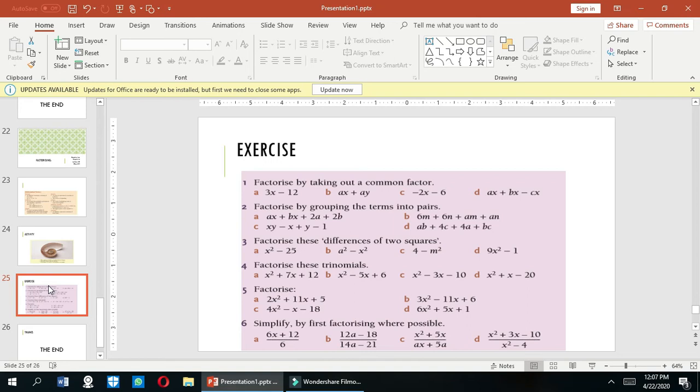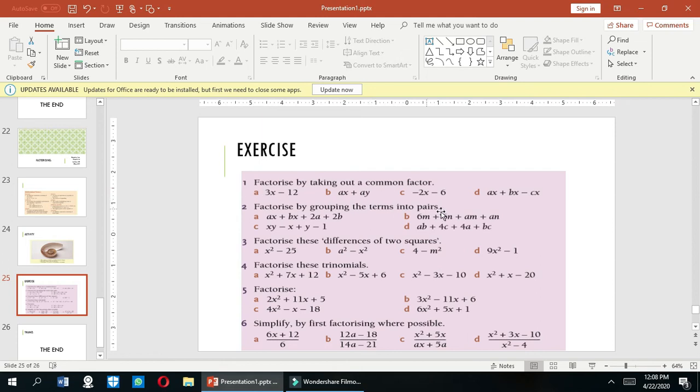You can solve these examples by factorizing by taking out the common factor, or factorize by grouping the terms into pairs. You can group these terms into pairs. I have already discussed in previous lectures how to take a common factor, how to group the terms into pairs, how to use the difference of two squares, how to solve the trinomial examples, how to factorize the examples, and how we can solve the different examples by using the method of multiplication and division. All these examples are solved by the methods we have discussed in previous lectures.